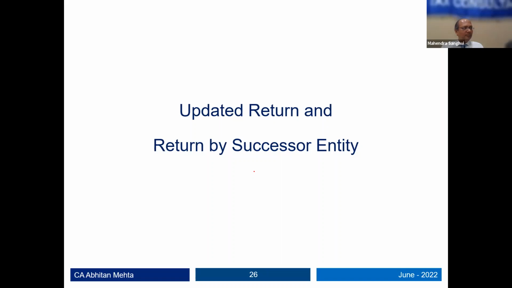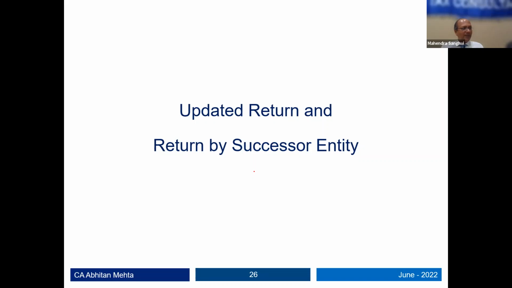But the catch is there is an additional levy. There is an additional levy of 25% of tax plus interest if you update in the first year, that is in our example up to 31st March 24, and a levy of 50% of tax plus interest if you update in the second year.